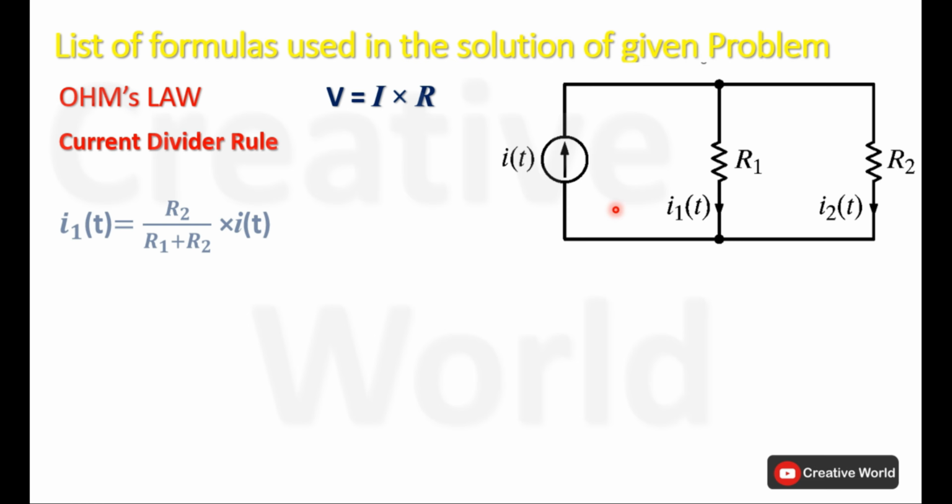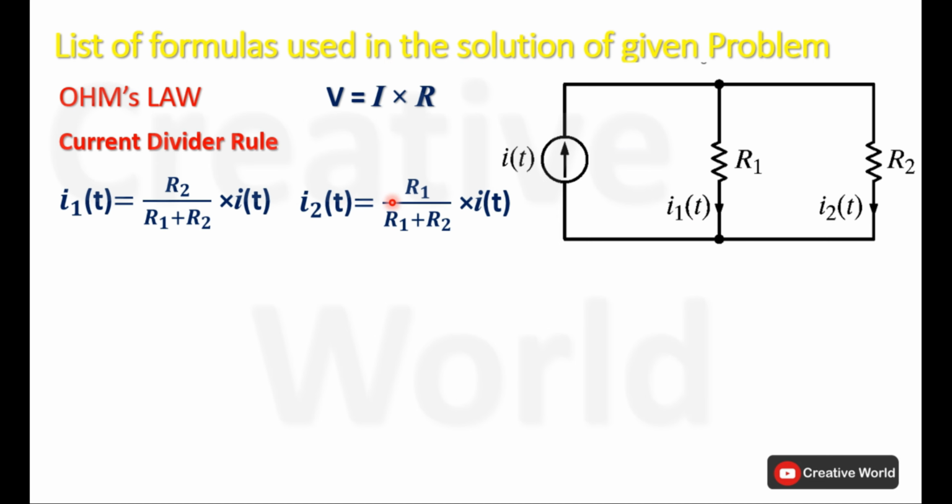The equation for current divider rule for this circuit is I1 equals R2 divided by R1 plus R2 multiplied by the supplied current. Similarly, the value of I2 will be R1 divided by R1 plus R2 multiplied by I total current. By using this rule, time for solving a complex network as well as calculation steps are reduced.